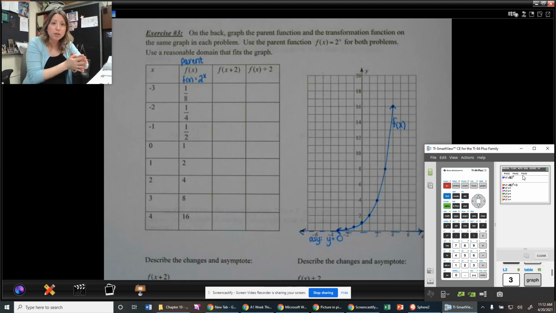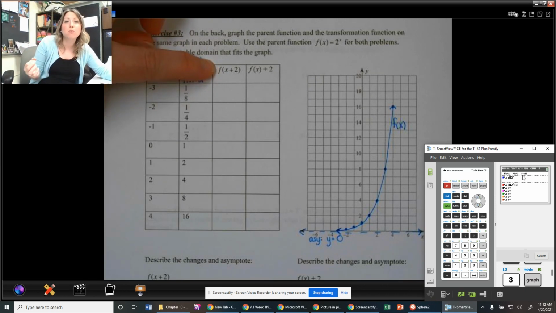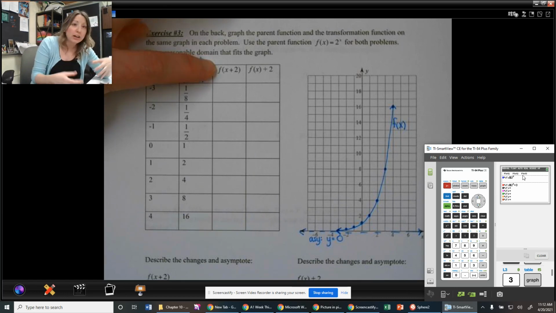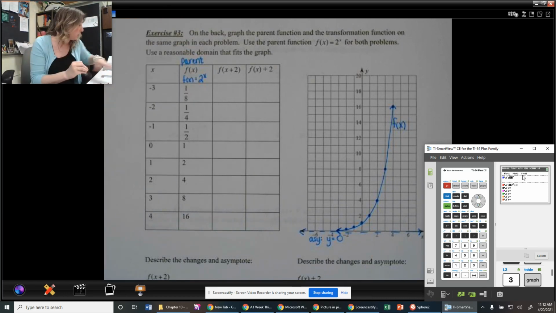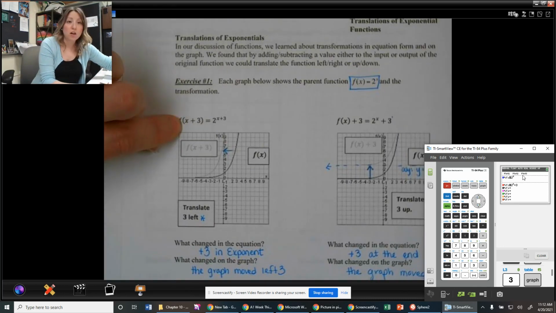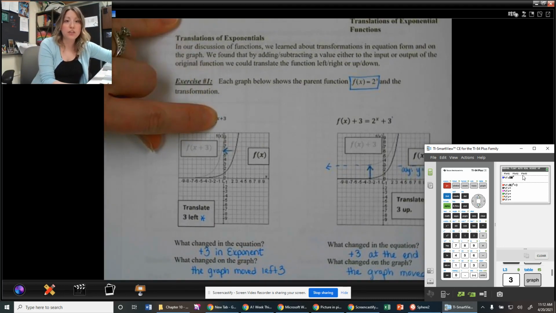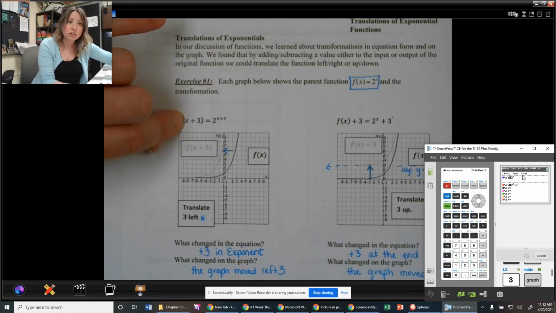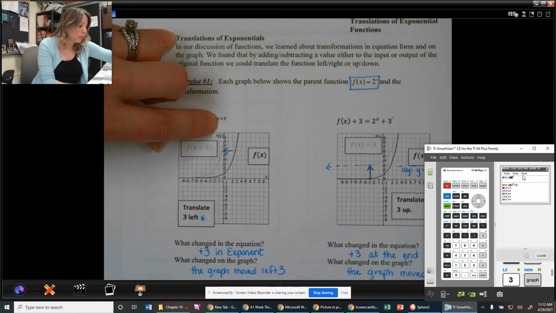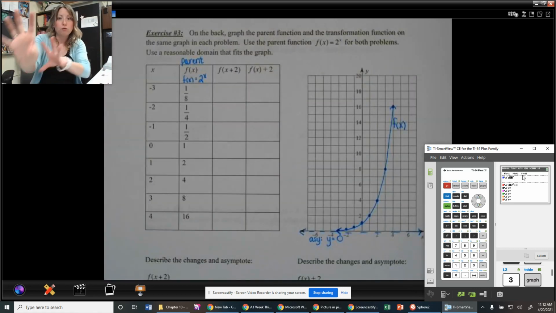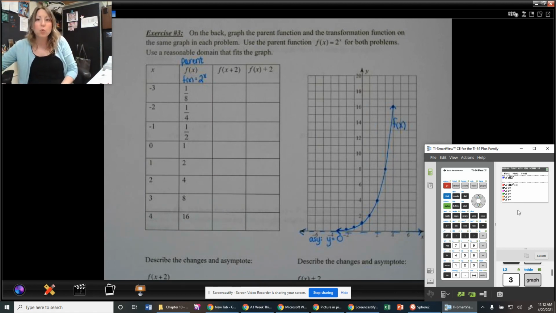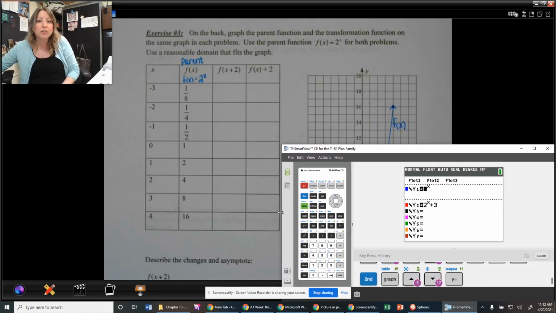From here, now what we're going to do is make the appropriate changes based on the general form of the changes we look at. So in this case, f of x plus 2 is telling us we add in the exponent. If we are adding or subtracting in the parentheses, that means you add or subtract that number in the exponent. So in order to get this match from our graphing calculator, we need to make that change in the exponent.